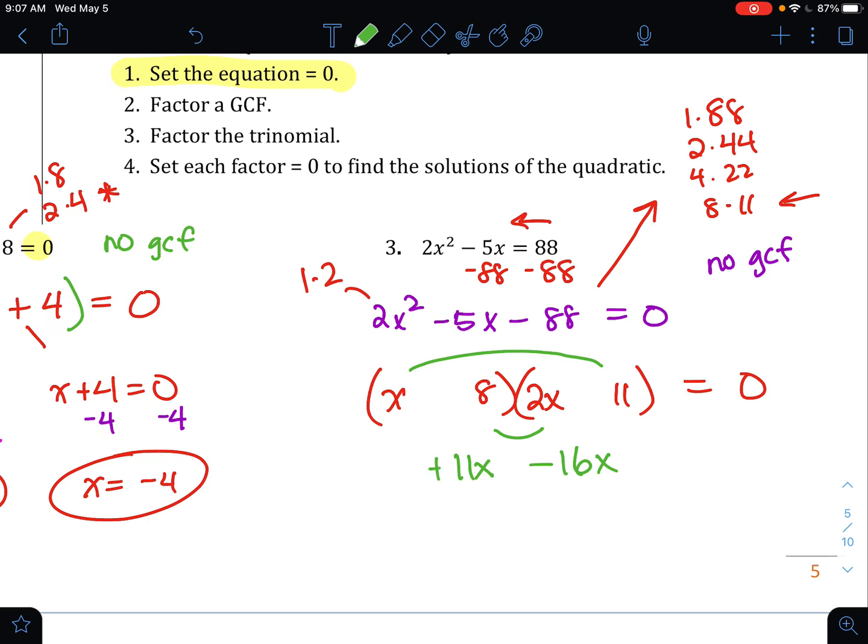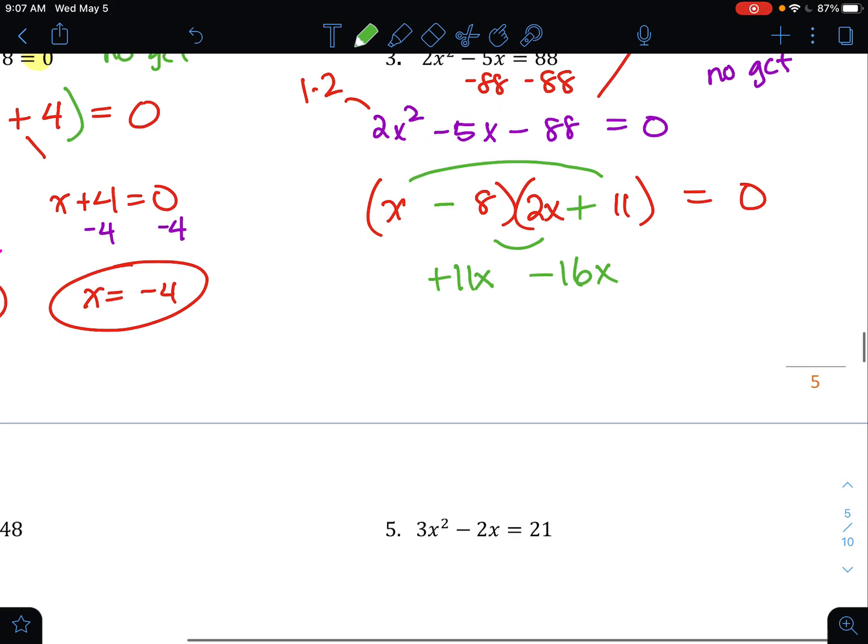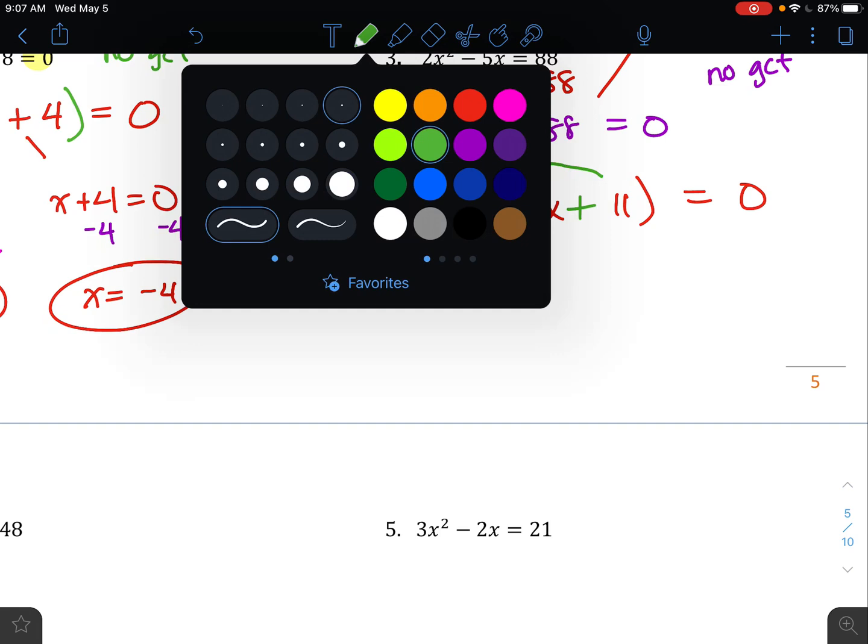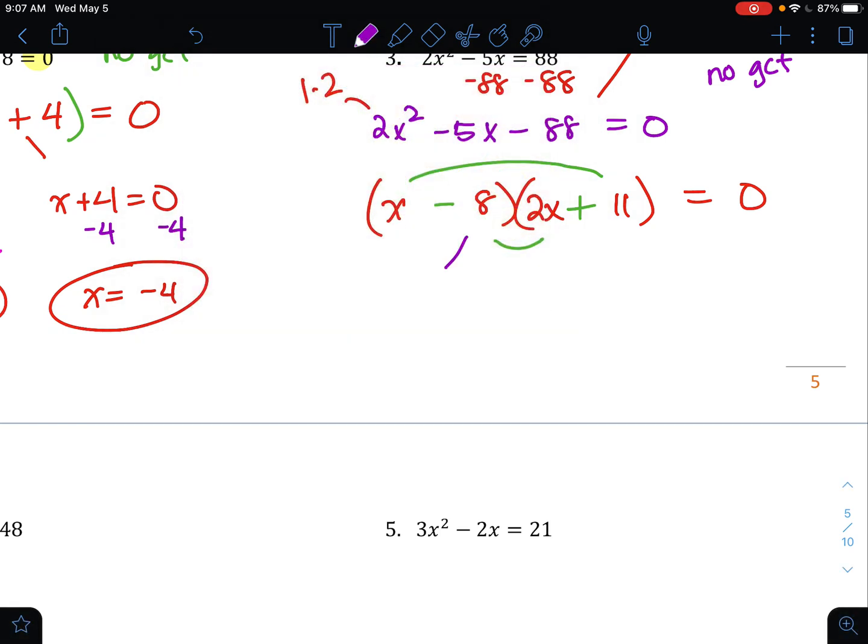I need the 16 negative and the 11 positive. So that means I need the 16 negative. So that came from -8. The plus came out of 11. Okay, now I'm ready. I'm going to go ahead and erase this. Now I'm ready to rewrite the two equations. Separately set them equal to 0. Factor number 1, and then factor number 2.